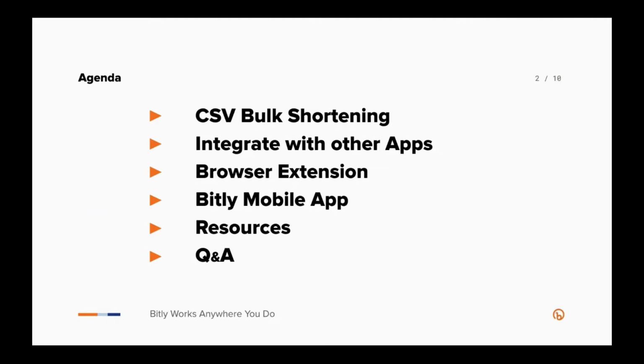All right, we're first going to walk through our newest feature, CSV Bulk Shortening. Then we'll talk about how to integrate with other applications, our Chrome extension, and the Bitly mobile app. We'll take a few questions after each demo, and then we'll show you where you can access more information. And if we have time at the end, we'll answer more questions.